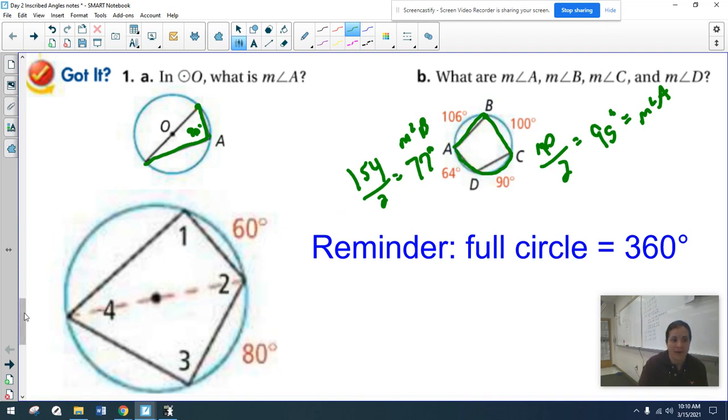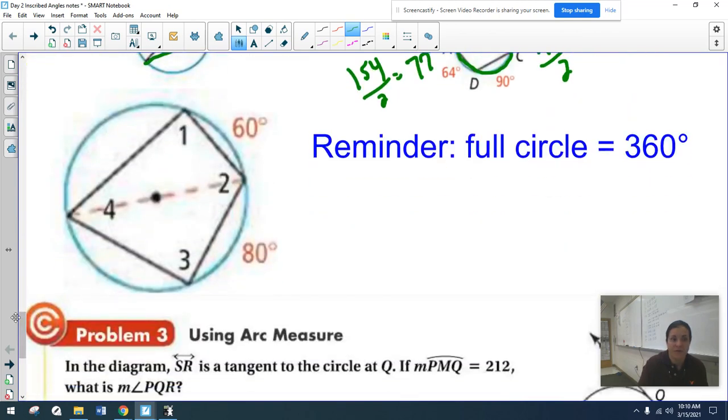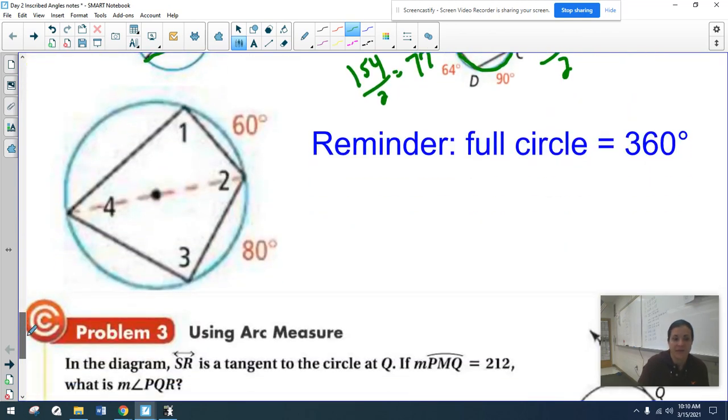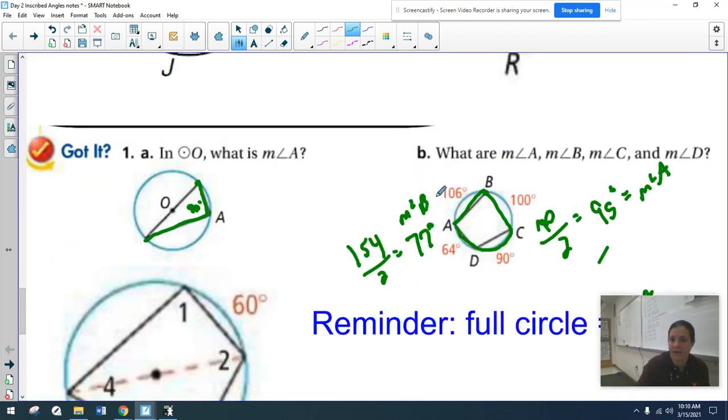Okay, I do have that reminder in blue real big that a full circle is 360 degrees. So that will definitely help you on that extra credit. You will 100% need to know that on the extra credit worksheet and probably for quizzes and tests as well. So in that last problem, all of those numbers, if you add them all up right here, they should give you 360. So if they leave one out, you can just subtract the other ones from 360 to get that one.